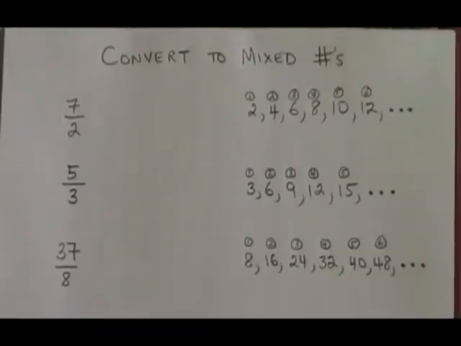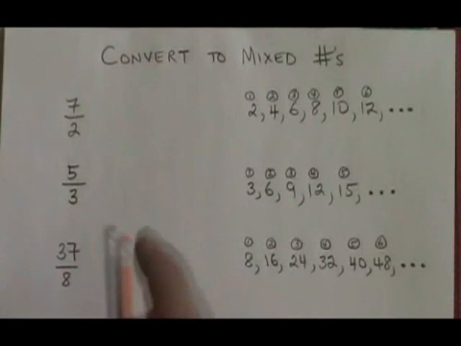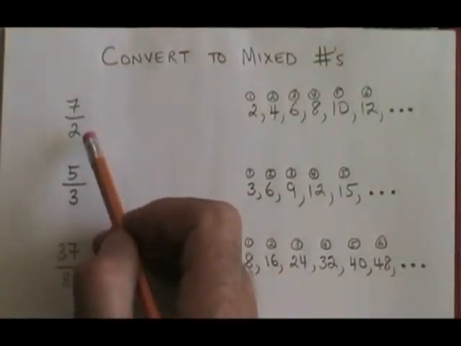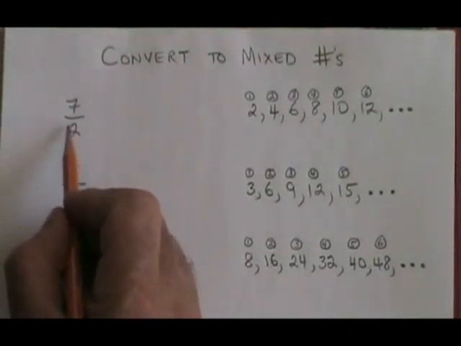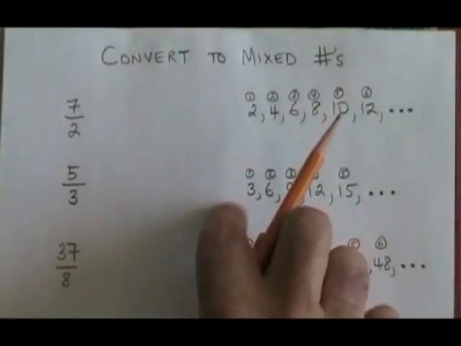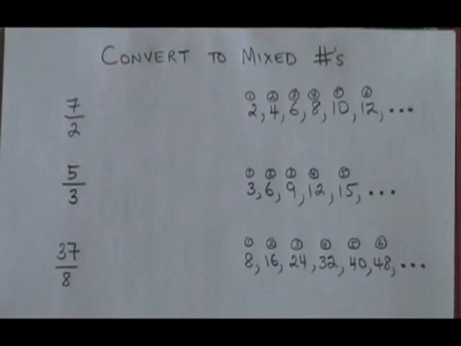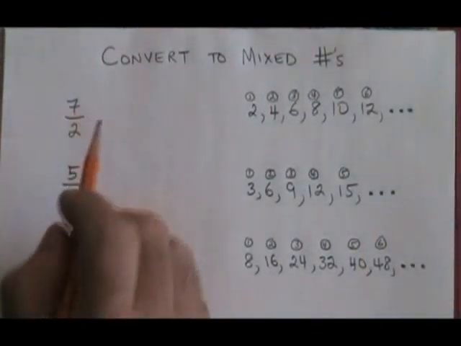Sometimes we are given an improper fraction and we are asked to convert it to a mixed number in order to simplify it. Our first example is 7/2. The trick is to see how many times that denominator, the 2 in this case, fits into the numerator 7.